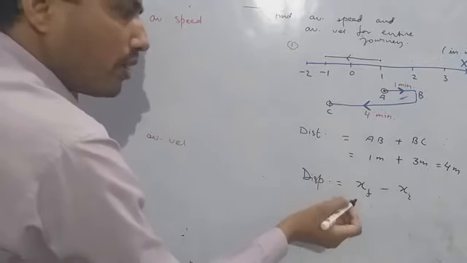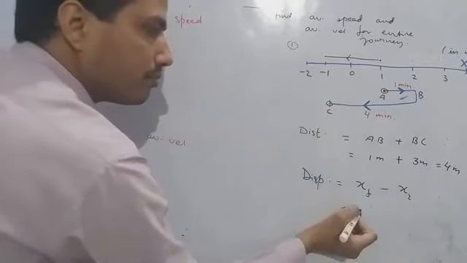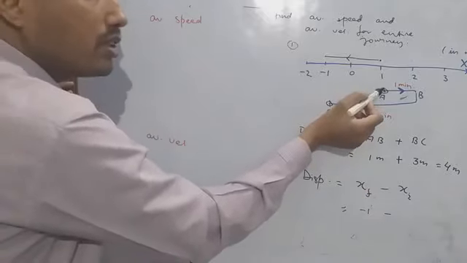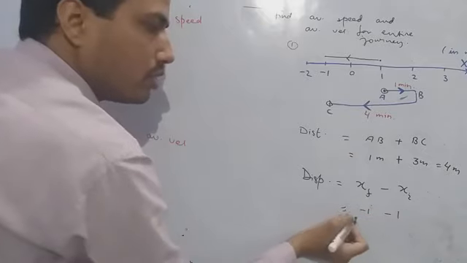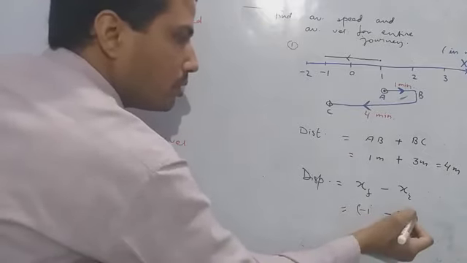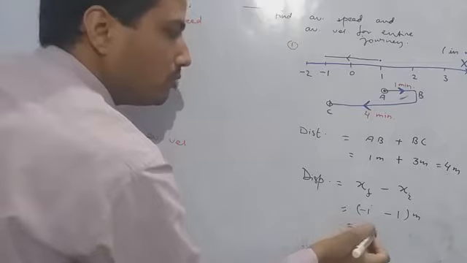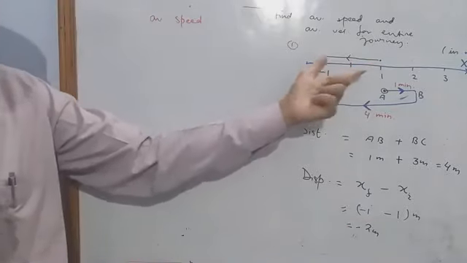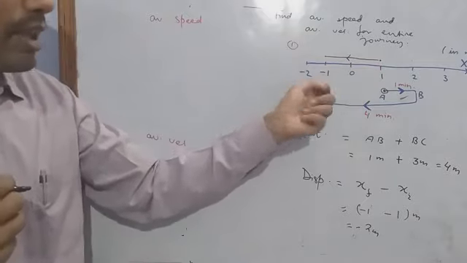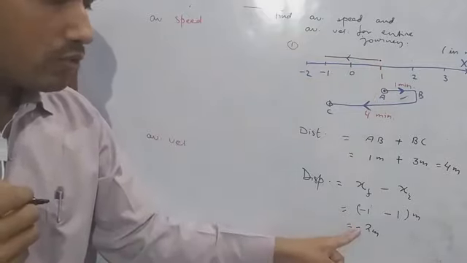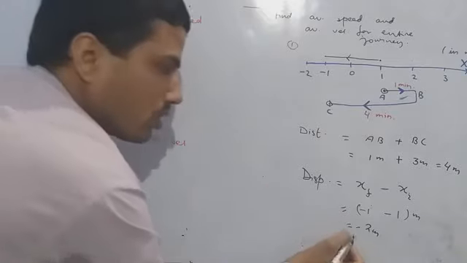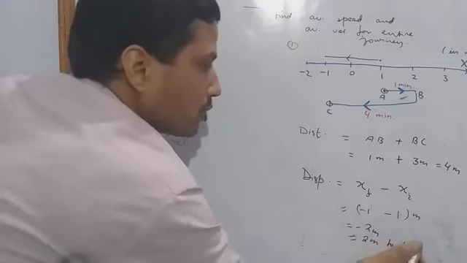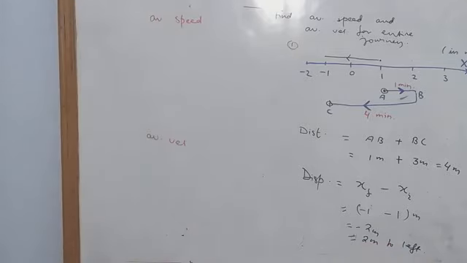So XF is how much? The final position, you can see, is -1, minus XI. What is the initial position? The initial position is 1. So this becomes how much? It becomes -2 meters. Here also you can see this is one step and this is the second step. So it is 2 meters, but since it is to the left, that's why it is minus. You can also write it like this: the displacement is 2 meters to the left of the initial position.